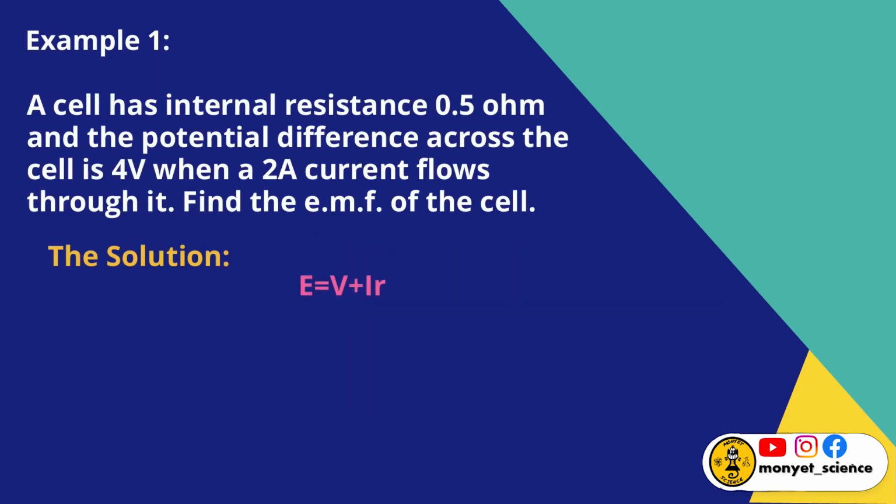To find the solution, we use the equation E is equal to V plus Ir. Since we know that V is equal to 4, I is equal to 2, and r is equal to 0.5, we have that E is equal to 5 volts.